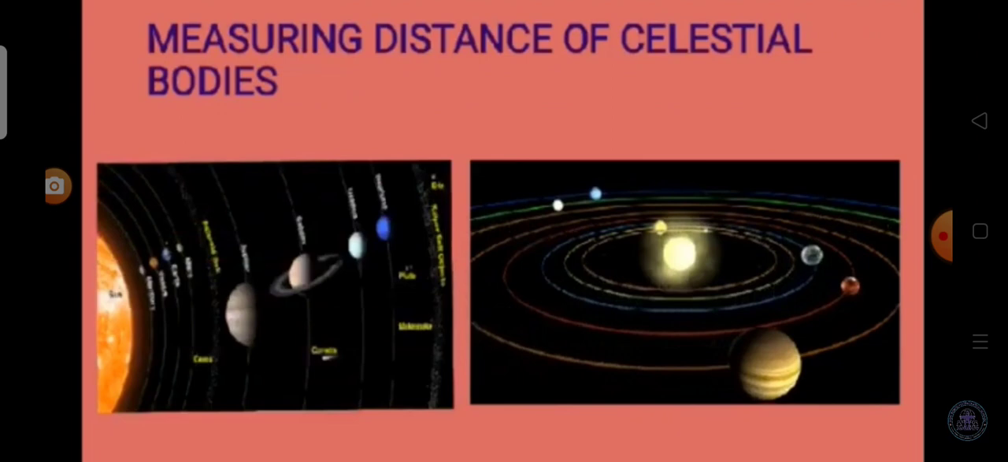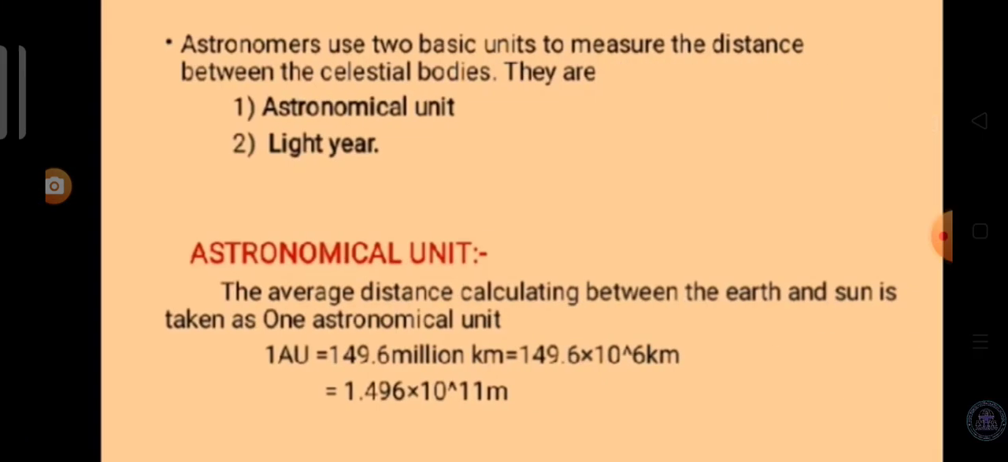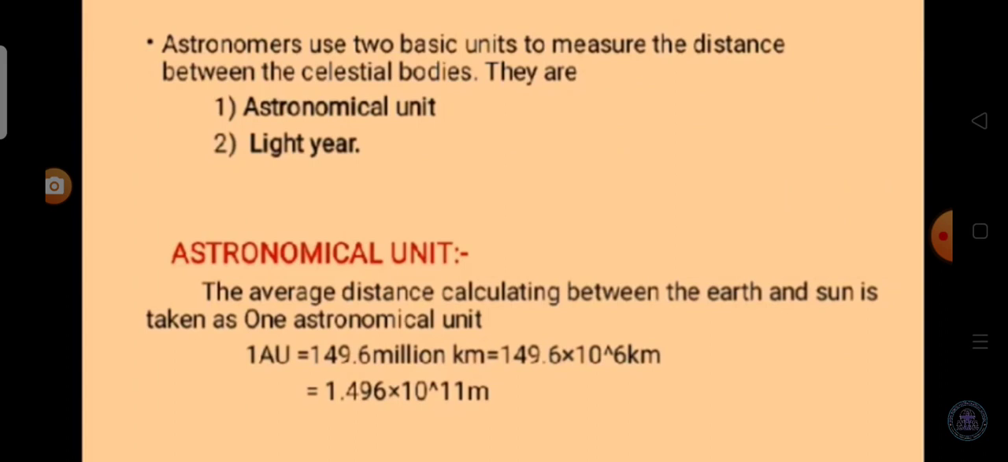Now we see the last topic, measuring distance of celestial bodies. In our daily life, we use centimeter, meter and kilometer to express distances. But for space research, astronomers need to measure very long distances, like the distance between the Earth and a star or the distance between two stars. So there are two units used to measure long distances, that are astronomical unit and light year.